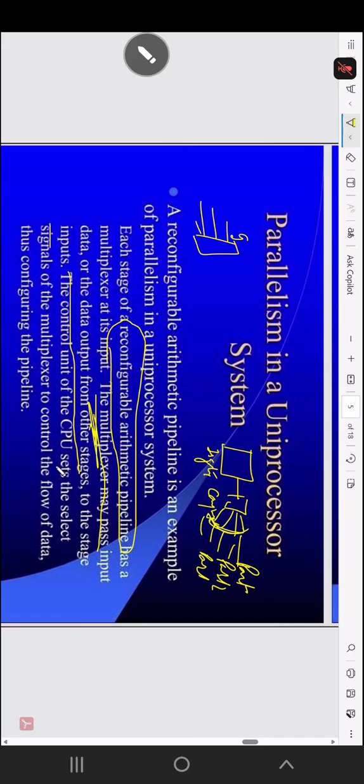And the control unit of the CPU sets the selecting signal of the multiplexer to control the flow of data, thus configuring the pipeline.